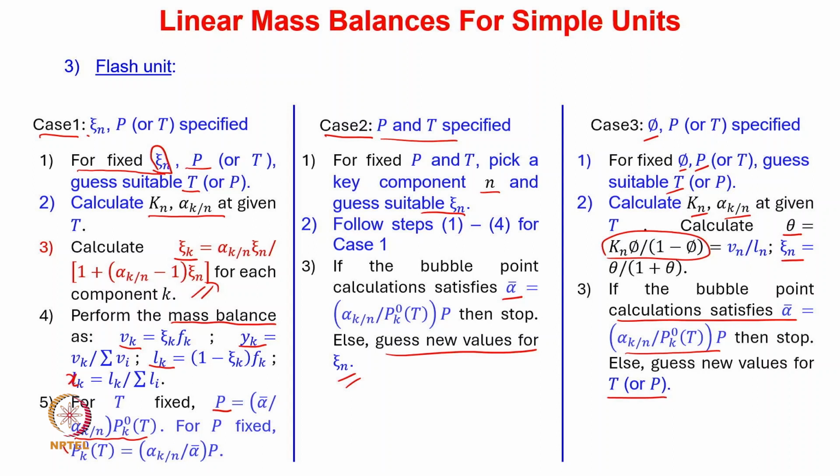Okay, so these are the 3 cases people use in order to make sure that whatever split fractions you are calculating or assuming for the flash unit are indeed satisfying the vapor liquid equilibrium or not. So we will look at one problem with respect to case 1 in order to appreciate how it is done.